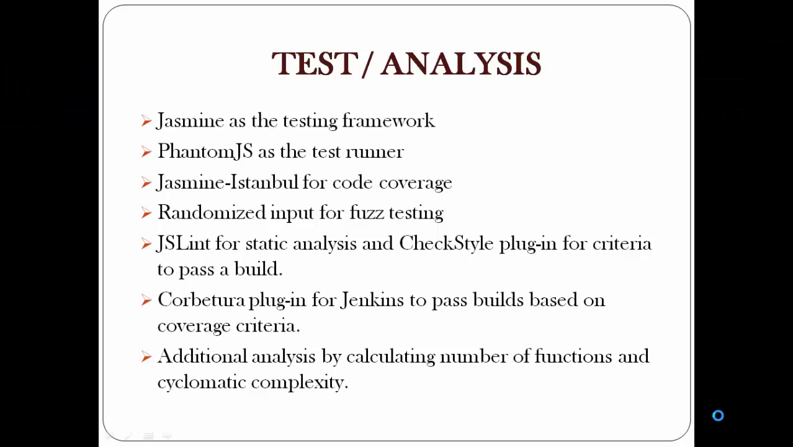For the test and analysis milestone, we have used the following frameworks: Jasmine for testing, Phantom.js as the test runner, and Jasmine Istanbul for code coverage. We have also implemented randomized input for fuzz testing. We have used JSLint to perform static analysis and used the checkstyle plugin in Jenkins to determine the criteria to pass a build. There is also a Cobertura plugin in Jenkins in order to pass or fail a build based on the coverage criteria. In addition to everything, there is another analysis performed by calculating the number of functions and the cyclomatic complexity of the code.